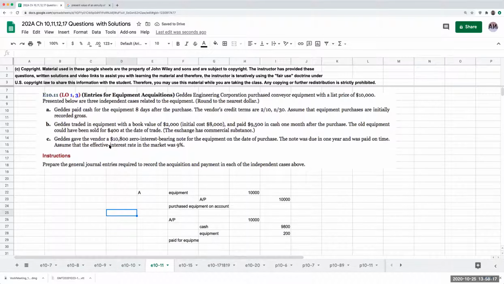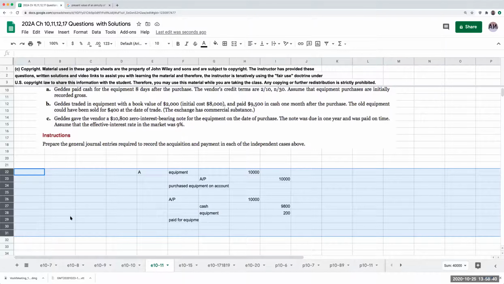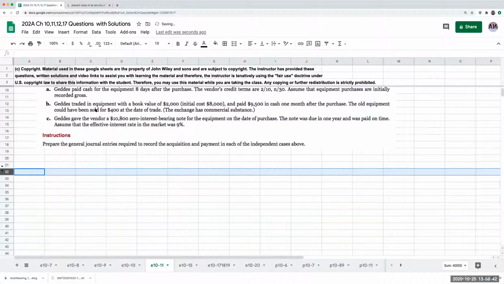Getz traded in equipment with a book value of 2,000 and an initial cost of 8,000, and paid 9,500 in cash 1 month after the purchase. The old equipment could have been sold for $400 at the date of trade. The exchange has commercial substance. Okay, so when we're looking at this particular one, I'm just going to go ahead and hide this momentarily.